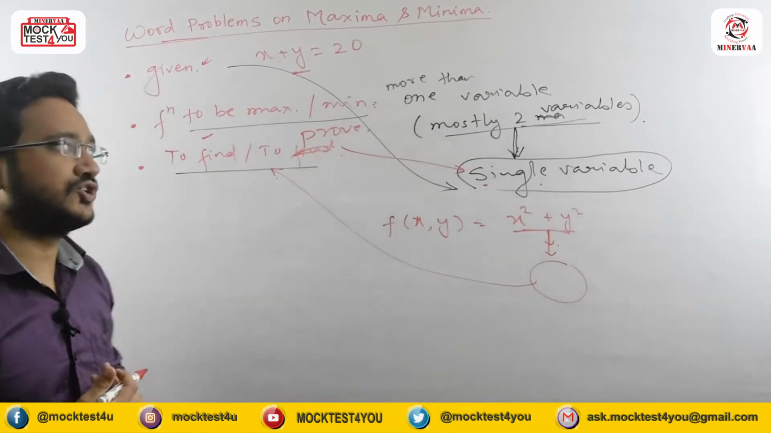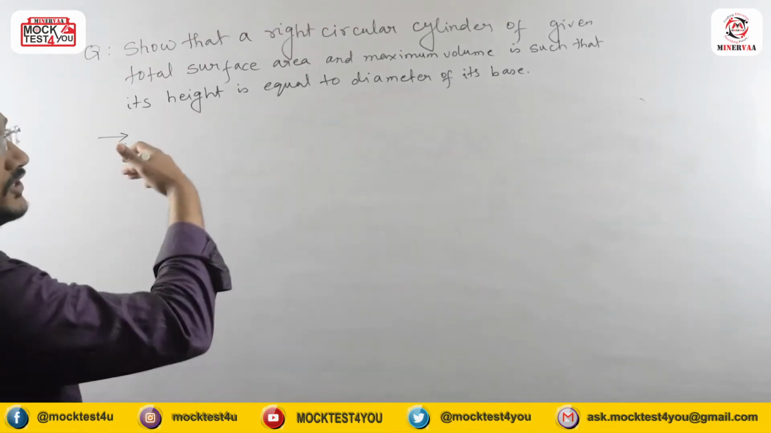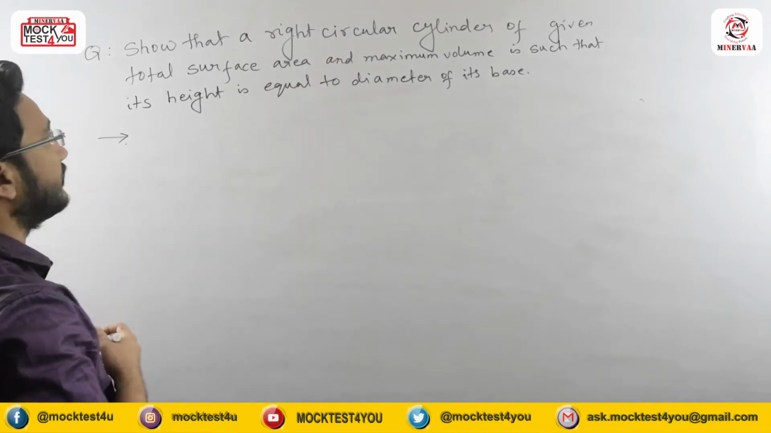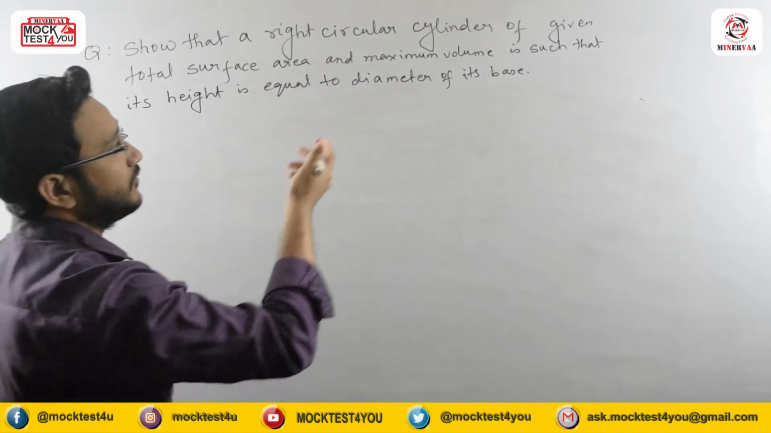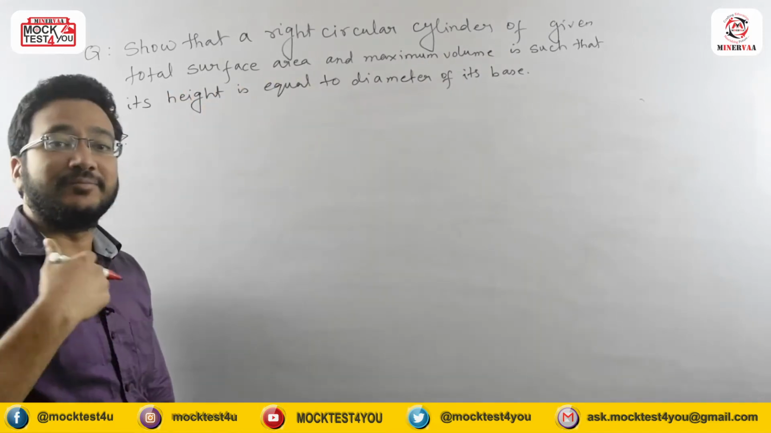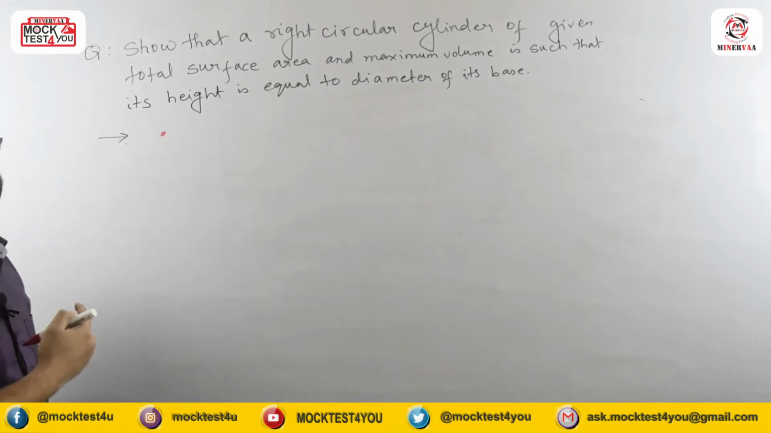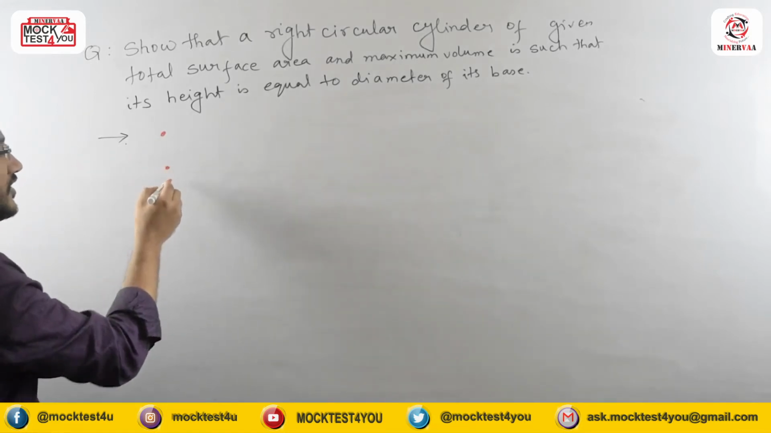Okay, let's see some questions based on this. What problems then? Here the question says: show that the right circular cylinder of the given total surface area and maximum volume is such that height is equal to the diameter of its base. Whatever the question is, let's find out the 3 things first.